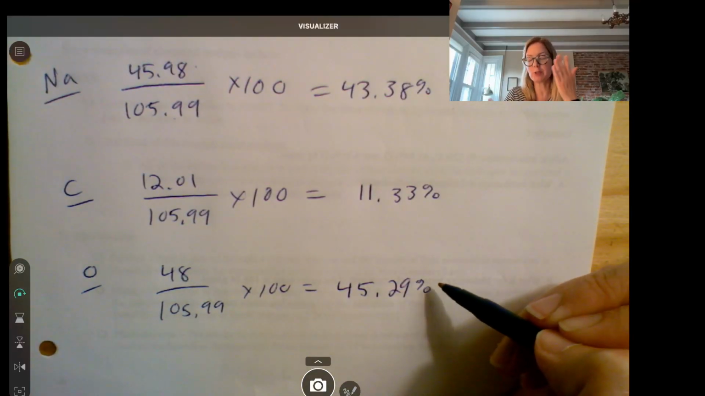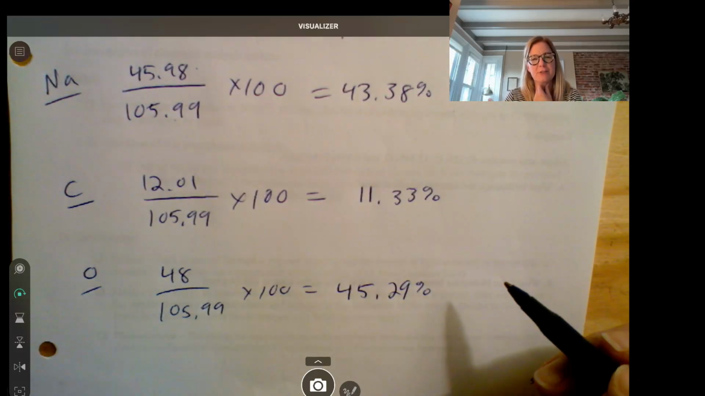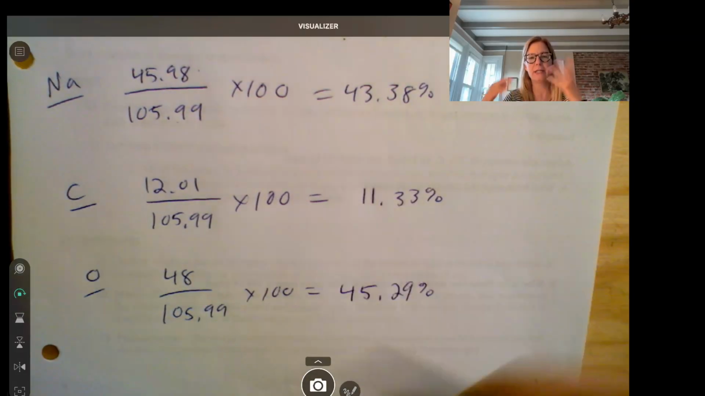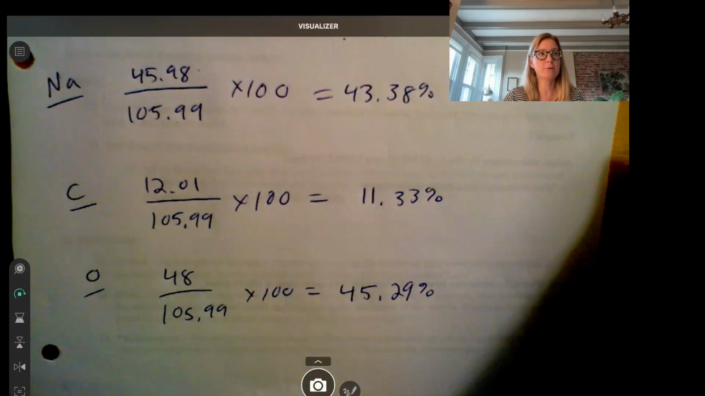So you can type them in your calculator and see if they do. If they're off by like a very small amount, don't worry about it. That's just due to rounding. But all the parts should equal the whole 100%. Okay? All right, so that is it for 1.2.